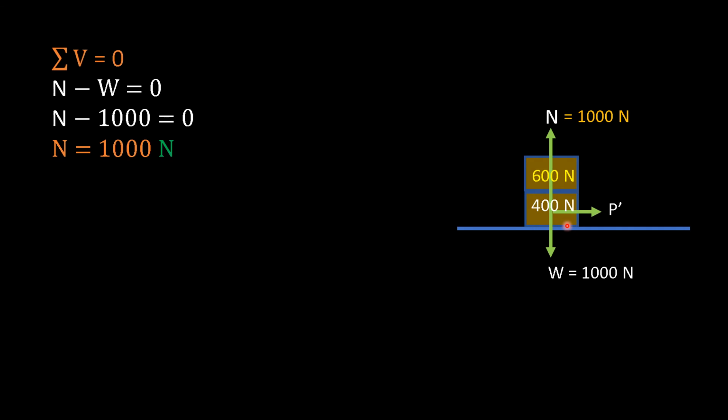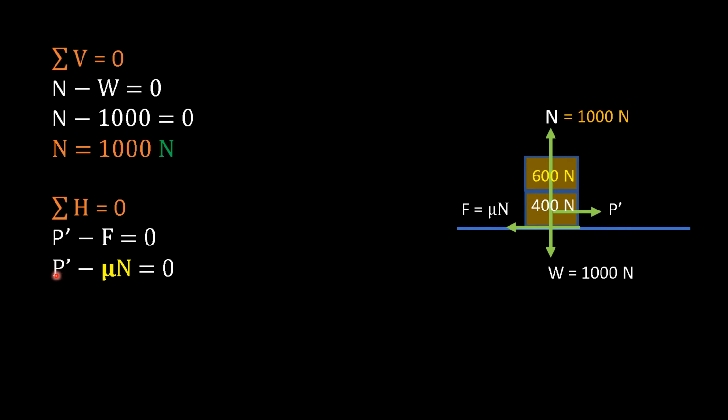Now let force P dash be applied to move the assembly towards right. When the assembly just about moves, the frictional force F equals mu N comes into play. Now, in equilibrium, we have sum of horizontal forces equals 0. So P dash minus F equals 0. P dash is positive because it is acting rightwards. F is negative because it is acting leftwards.